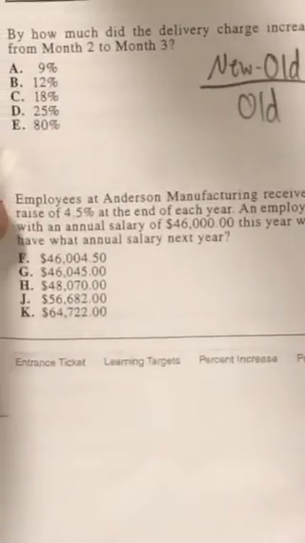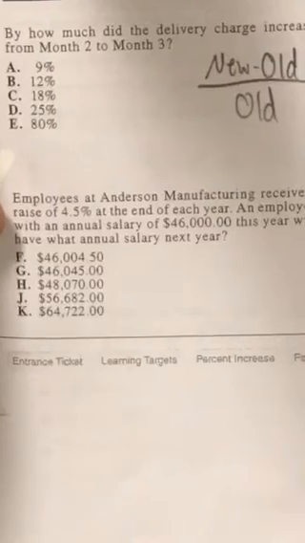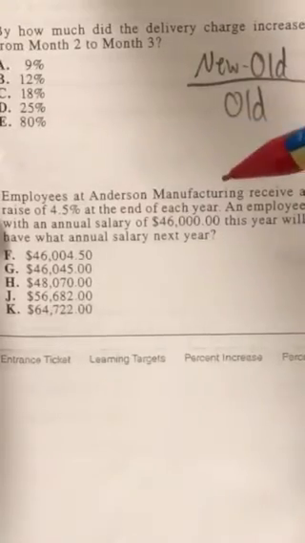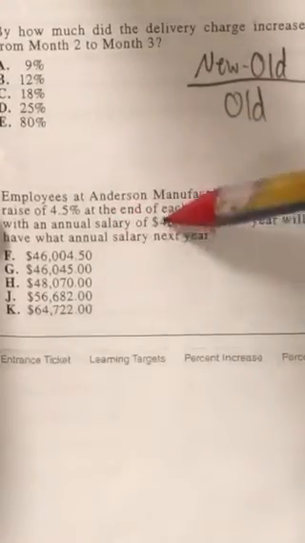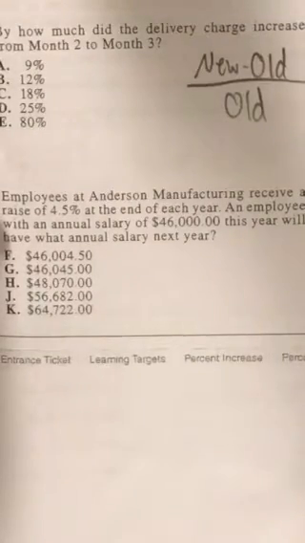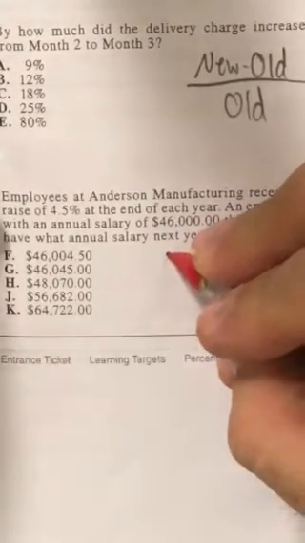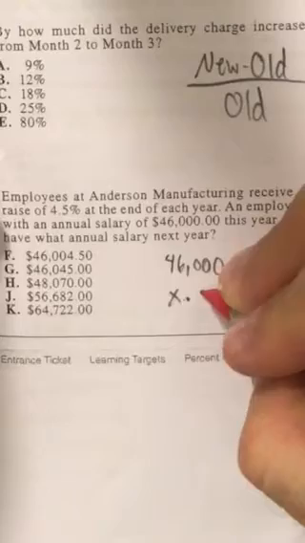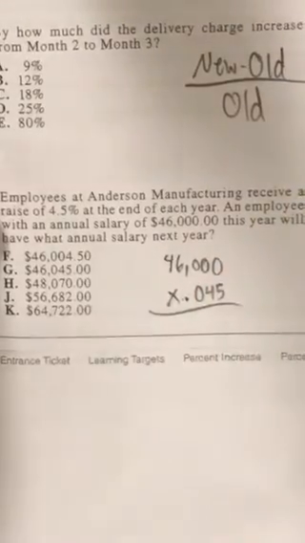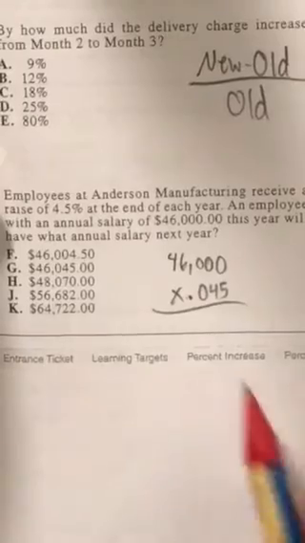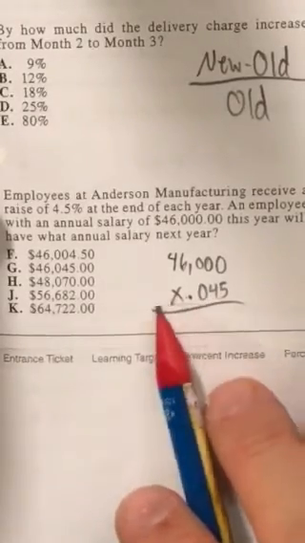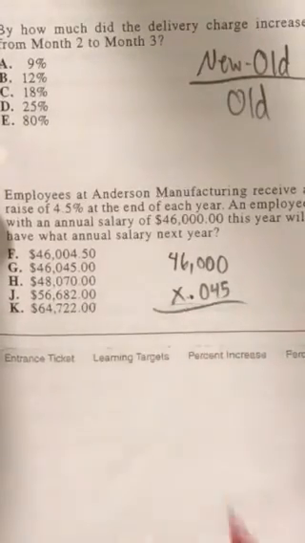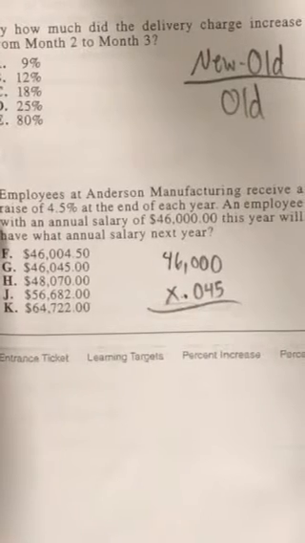Okay, next one, I've got employees at Anderson Manufacturing receive a raise of 4.5% at the end of each year. An employee with an annual salary of $46,000 will have an annual salary of what next year? Now, I've told you the long way to solve it, 46,000 times 0.045, and then we're going to add that to something. There's also a faster way where all I have to do is do it in one step, and it involves something else, where, again, I'm not going to tell you, I expect you to remember.